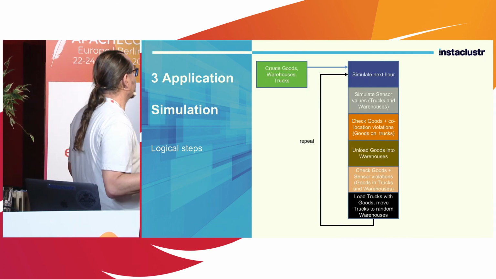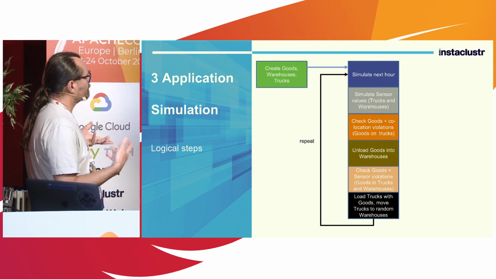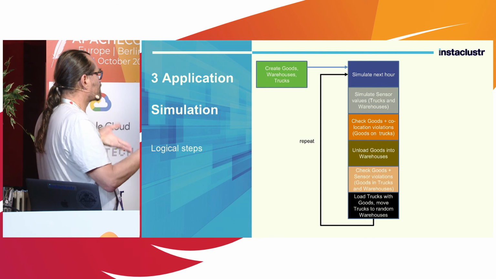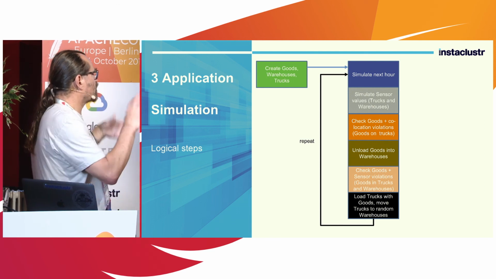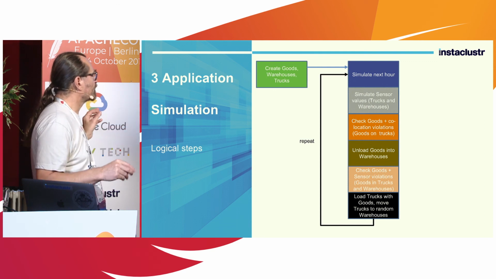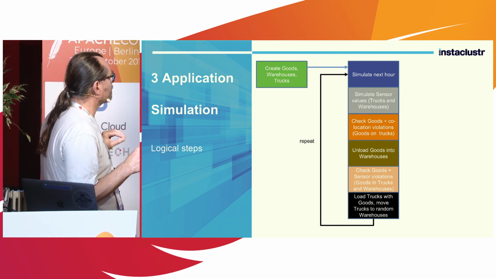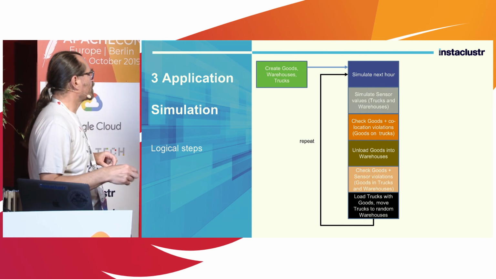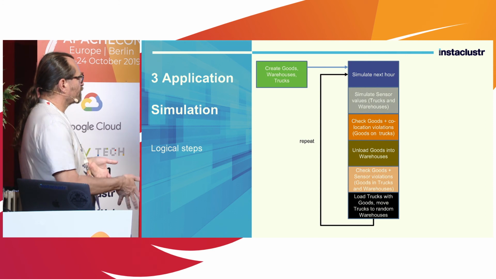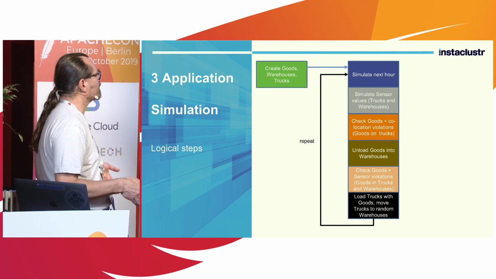So what does the application actually look like? Well, it's a simulation. The first step is that we create a whole system with a certain number of goods, warehouses and trucks, and there's a whole bunch of parameters that you can fiddle with at that point to create different numbers of categories of each thing and such like. Then there's basically a loop which gets repeated. The time unit is an hour in the simulation, so everything happens in hour boundaries.